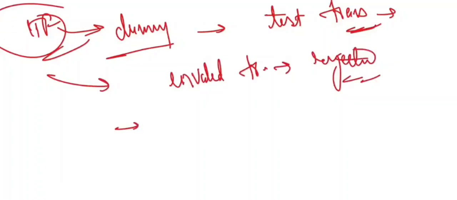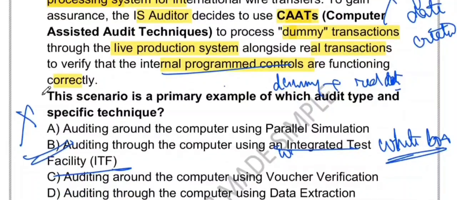If you look at the other options they have provided, option A says auditing around the computer using parallel simulation. This is wrong. Why? Because parallel simulation means the auditor uses separate audit software, reprocessing data outside the live system. Here dummy data is put inside the live system. So this is not the correct answer.